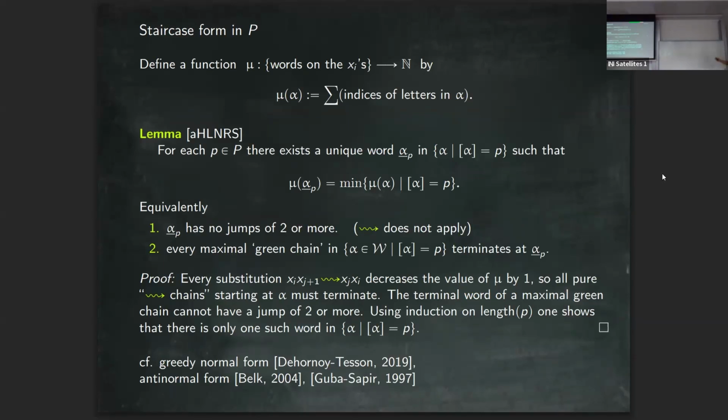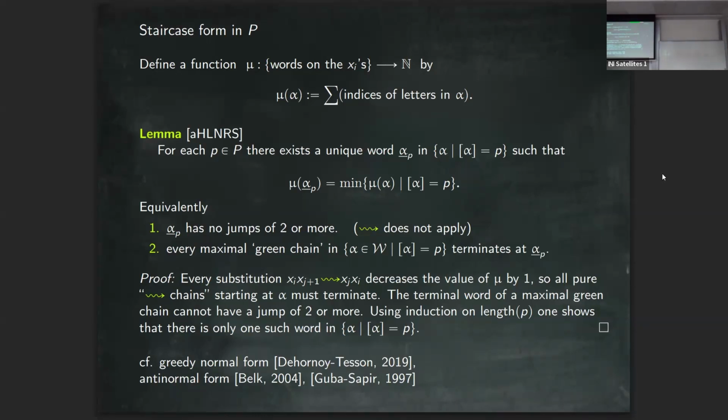The other way of reducing is, in hindsight, obvious. You apply only green arrows. You remove jumps. And the lemma, which I put here because it is something I would improve, is: take a function mu of alpha defined on words that sums all the indices of the letters. That function has a unique minimizing element among the equivalence class of a given alpha. Equivalently, the minimizing element has no jumps of 2 or more, so you cannot apply the green arrow anymore.